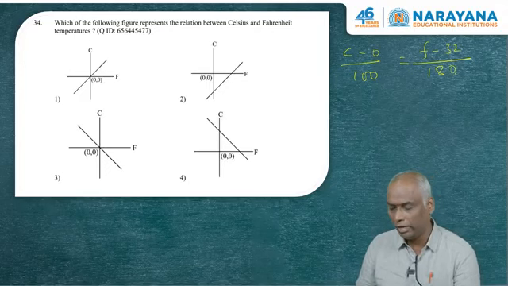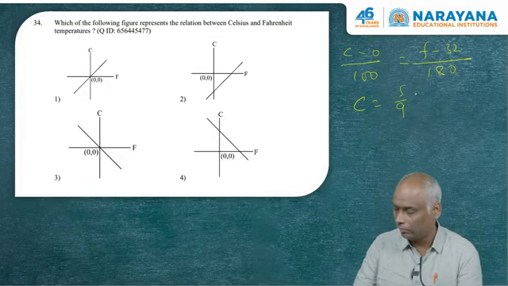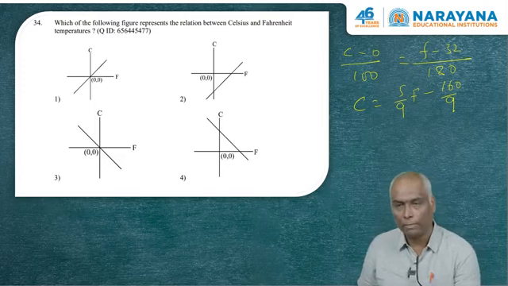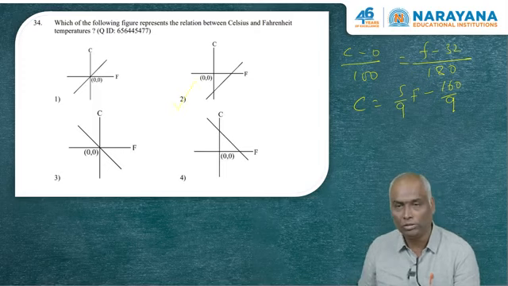Because we are drawing the graph between C and F, the 20 is going to cancel on both sides. We are going to get C equals 5 divided by 9 into F minus 160 divided by 9. So when we plot a graph between C and F, it is going to be a straight line. We have to understand that when the value of F is equal to 0, the value of C is equal to minus 160 divided by 9 degrees centigrade. And the value of C becomes 0 when the value of F is equal to 32 degrees. So this equation represents a straight line, which is represented by option 2.